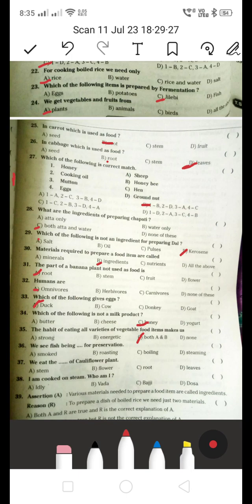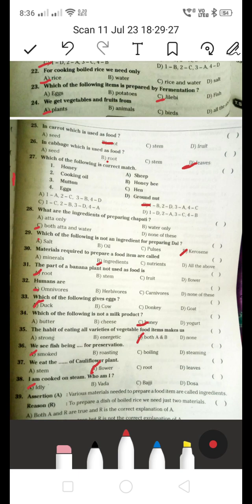We see a fish being dash for preserving: smoked, roasting, boiling, or steaming? Which is the method used for preserving fishes? It's smoked, this is the right answer. Next, we eat the dash of the cauliflower plant: stem, flower, root, or leaves? We eat the flower part of cauliflower, so B is the right answer. Next, I am cooked on steam, who am I: idli, vada, bajji, or dosa? Its answer is idli, by steaming we make idli.